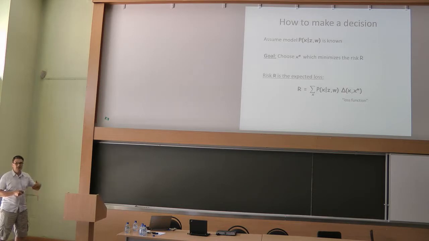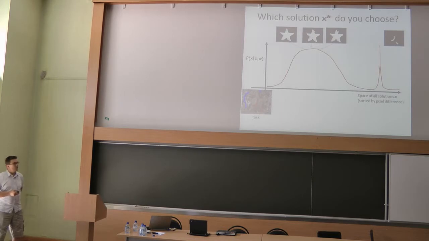Now we'll see in a second that different ways of making that decision really depend on what loss function to choose. Okay, so I've got a question for you. Let's assume we have this distribution P of x given z, comma w, and I've made that up. I actually wanted to do that properly with data, but I didn't have the time to do it.